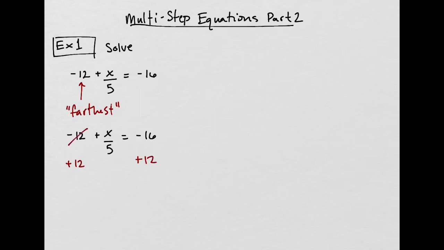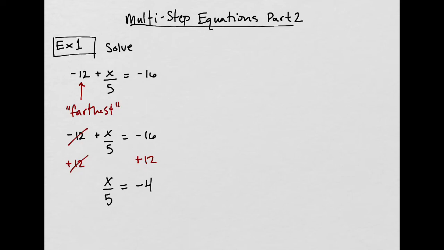So that negative 12 plus 12 cancels out. The x divided by 5 stays. It's a positive, so we don't have to write anything in front there. And then negative 16 plus 12. We have 16 negatives and 12 positives. That means we have 4 more negatives, so we're left with negative 4.